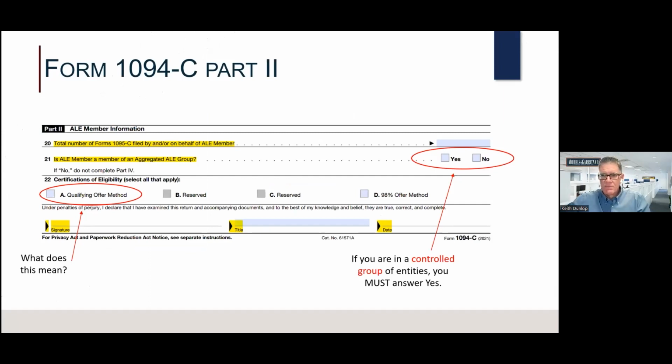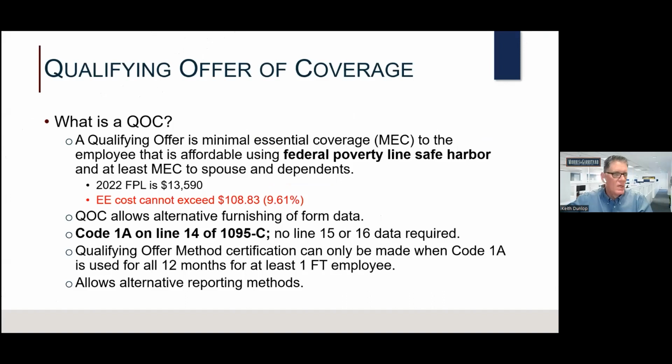The other question on this section of the form that I get quite often is, what about the qualifying offer method? Do we check this box or not? Qualifying offer method is a special kind of medical insurance offer that's largely tied to the cost of coverage to the employee. If the cost of coverage to the employee is less than the federal poverty level for that tax year, applied to the affordability percentage, which for 2022 was 9.61, if the cost of coverage to the employee for employee only coverage is below that level, you can use qualifying offer method. Qualifying offer method allows you to do some substitutive coding on your 1095s, and it's associated with using code 1A on line 14 of the 1095-C.